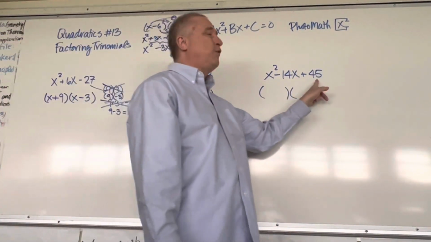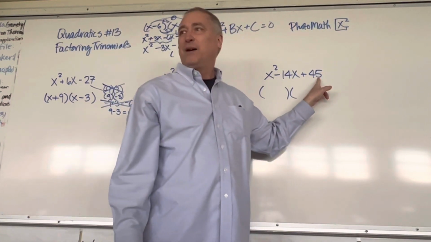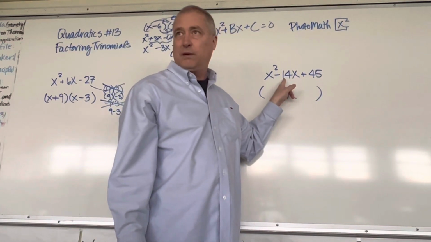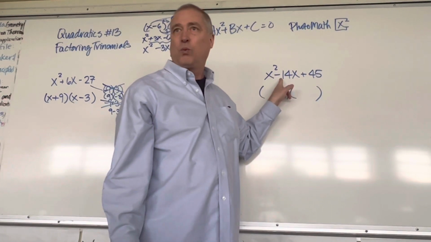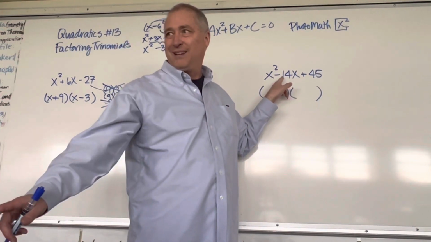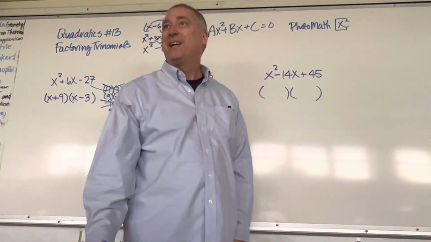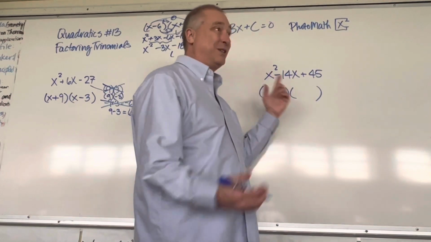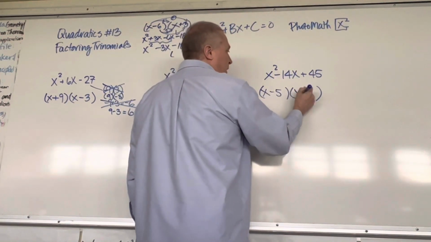Well, what are your two factors? 9 and 5, right? 5 times 9 is 45. And is 5 plus 9 14? Good? But it has to be negative. So what do I have to do to both? Melanie? They have to be negative. Yeah, they got to be negative. Because that way negative times negative is a positive and negative plus negative is a greater negative. So this has got to be x minus 5, x minus 9.